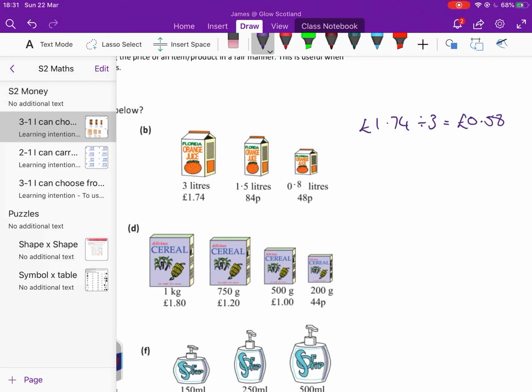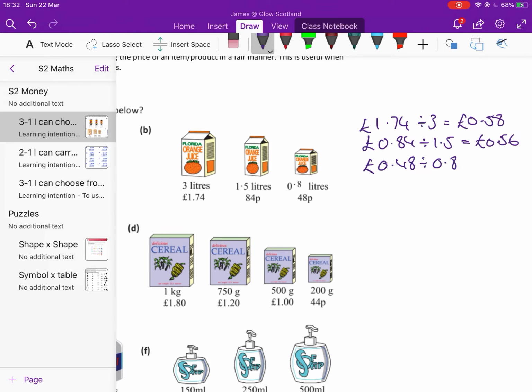That's for 1 litre. Do a similar calculation for the second one. This time, because it's 1.5 litres, I'm going to divide my 84p by 1.5, and that's coming back at 56p. That's the cost per litre. So already we can see that the middle bottle is going to be better value because that's only costing 56 pence per litre.